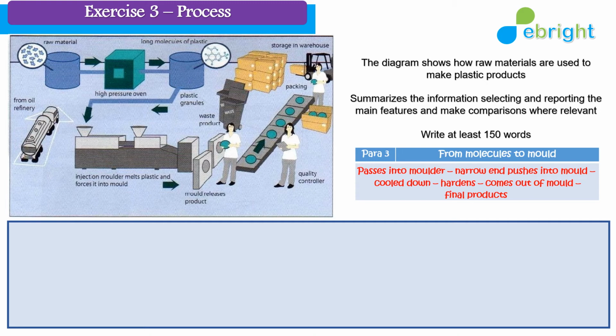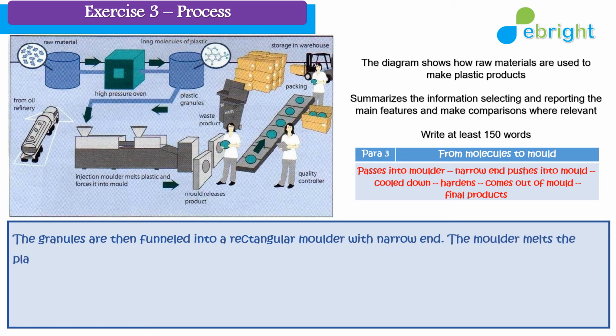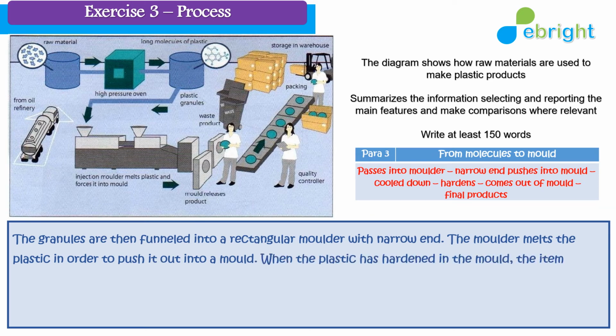Yes, let's play along with me and write together paragraph 3. The granules are then funneled into a rectangular molder with narrow end. The molder melts the plastic in order to push it out into a mold. When the plastic has hardened in the mold, the items can be removed and any waste materials discarded. Yes, you've got 48 words for paragraph 3 over there. You should once more find the keywords and use the keywords in your sentences and elaborate them if necessary.